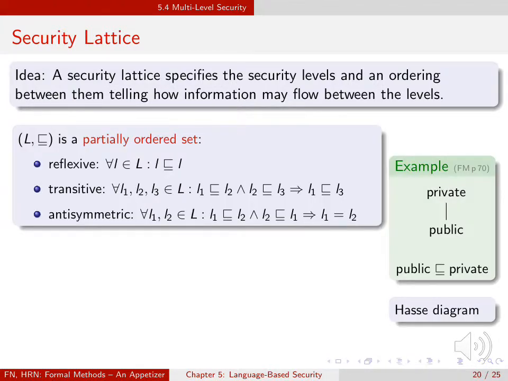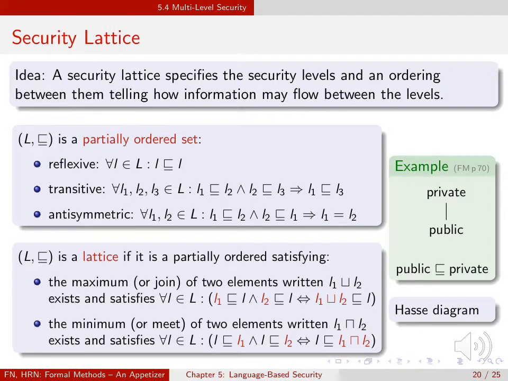Formally, a partially ordered set has an ordering that is reflexive and transitive and antisymmetric. We may draw the ordering as a so-called Hasse diagram. In this example, there is a line between public and private, and public is lower than private. So therefore, public information may flow into private information, but not the other way around.